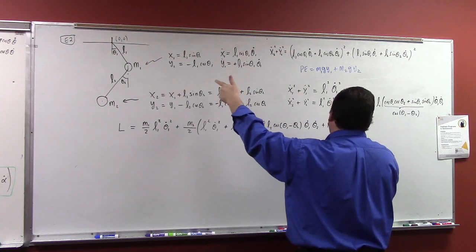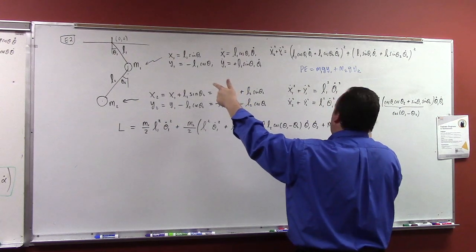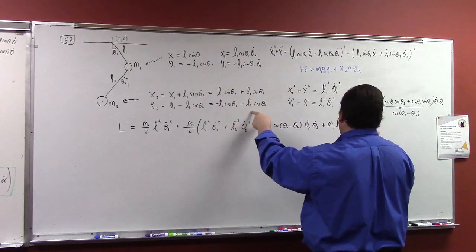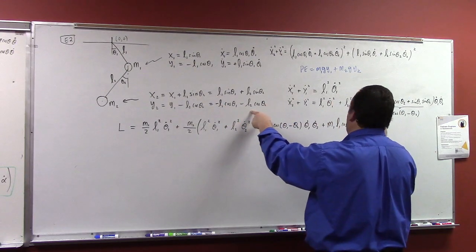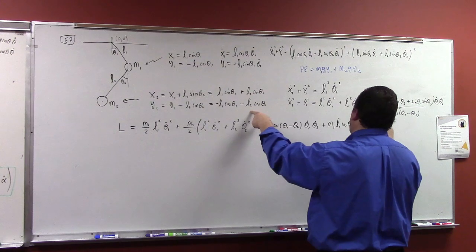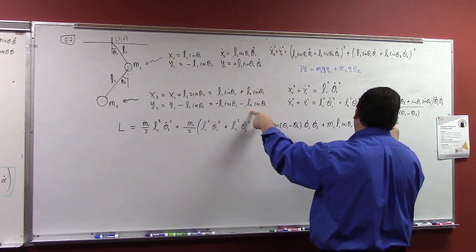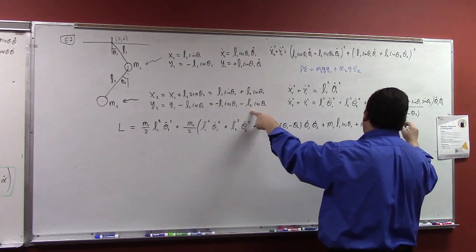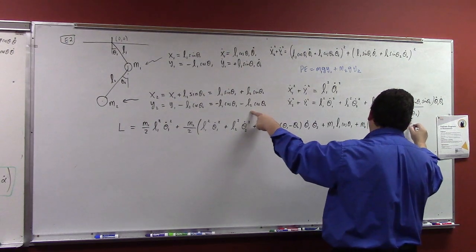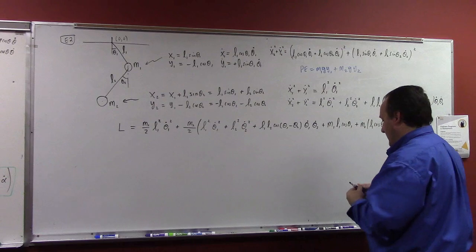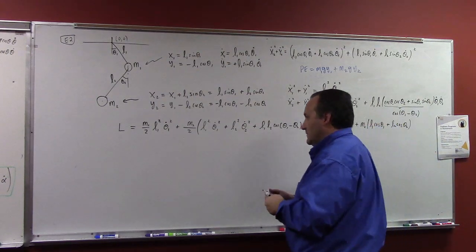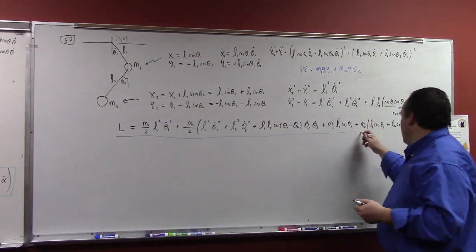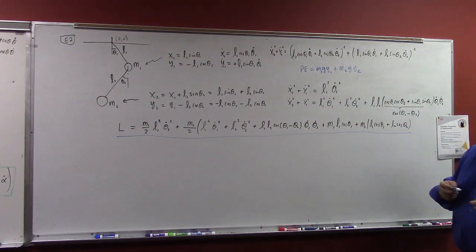M1 L1 cosine theta 1, and then my Y2, this bad boy down here, plus M2 times L1 cos theta 1 plus L2 cos theta 2, if I haven't made a mistake. Maybe I haven't made a mistake. It's possible. Stranger things have happened. There is the Lagrangian for the double pendulum.